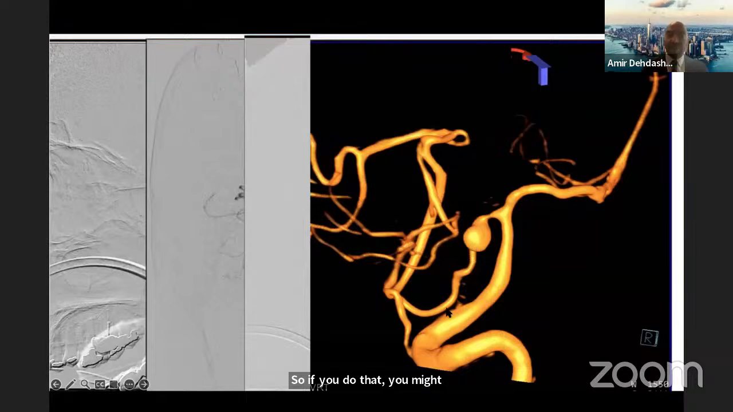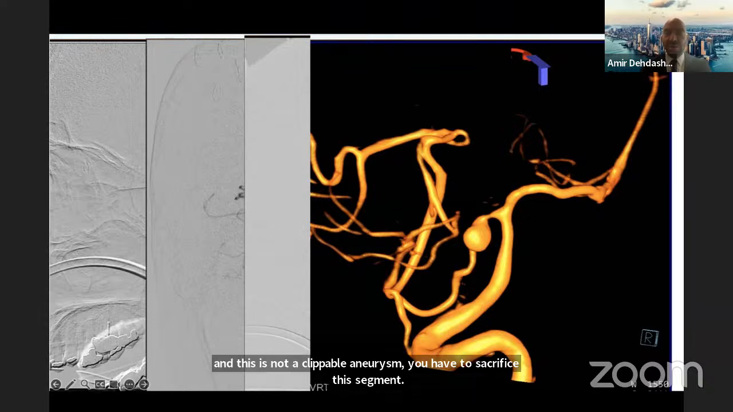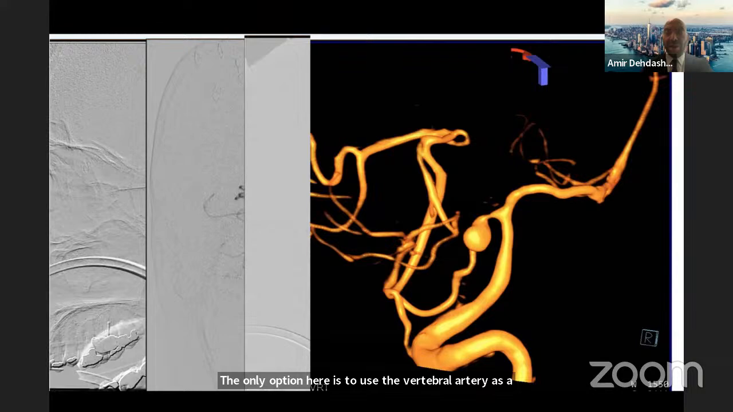It's very different than if you do an end-to-end at the tonsillomedullary segment of the PICA or even the telovelotonsillar. Anteromedullary, lateromedullary, you do not have redundancy. So the only option for revascularization, and this is not a clippable aneurysm, you have to sacrifice this segment. The only option here is to use the vertebral artery as a donor, radial artery, and PICA as recipient.